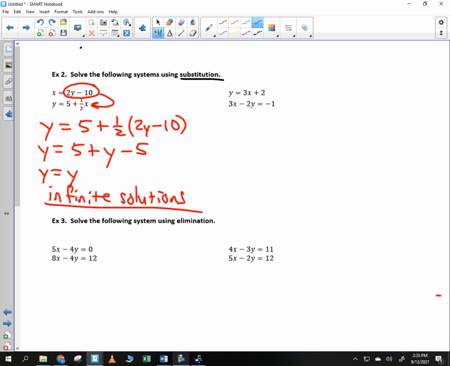For the next one, I can't choose x or y. I just have to choose one of them. Which one do you think we use here? We use y because it says y equals. So you grab that and you put it right where the y is.